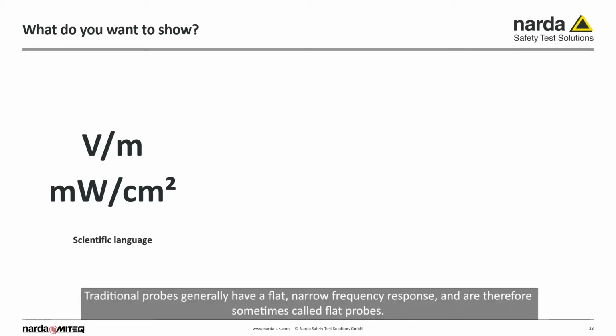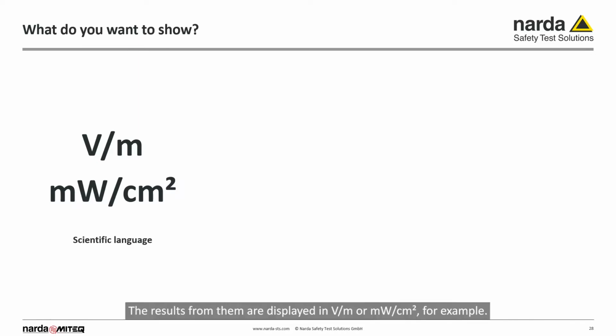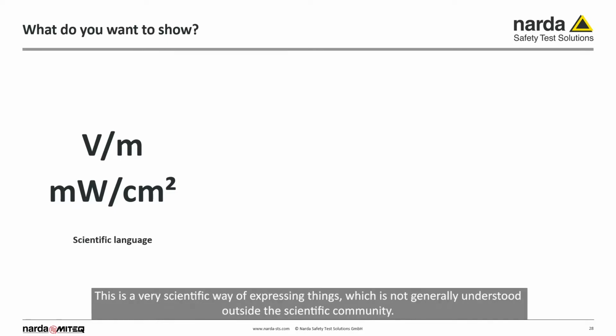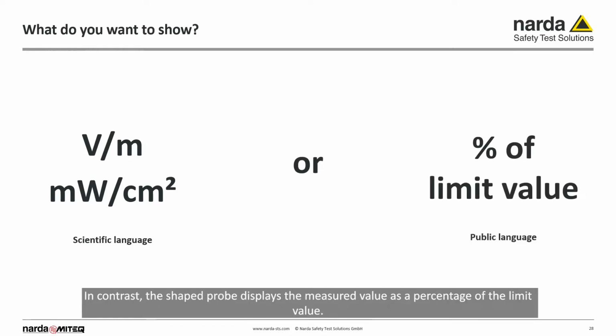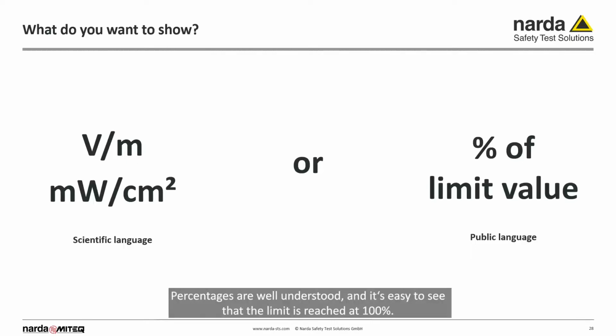Traditional probes generally have a flat, narrow frequency response and are therefore sometimes called flat probes. The results from them are displayed in volts per meter or milliwatts per centimeter squared, for example. This is a very scientific way of expressing things which are not generally understood outside the scientific community. In contrast, the shape probes display the measured value as a percentage of the limit value. Percentages are well understood, and it's easy to see that the limit is reached at 100%.